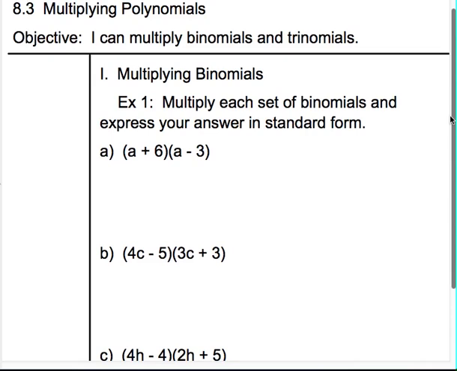One is using distributive property twice. First, you use distributive property with your first term in the first binomial. So a times a gives us a squared, and a times -3 gives us -3a. Then we take the second term and distribute that as well. So 6 times a is positive 6a, and 6 times -3 is -18.